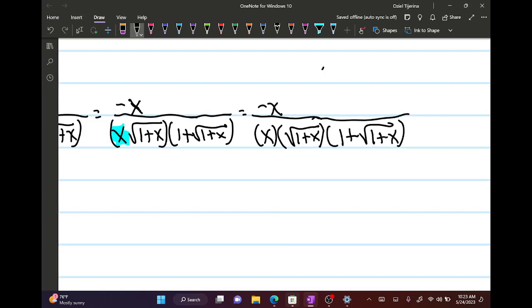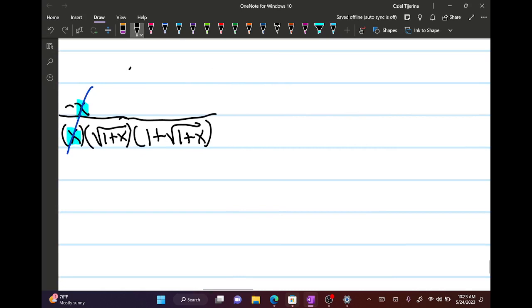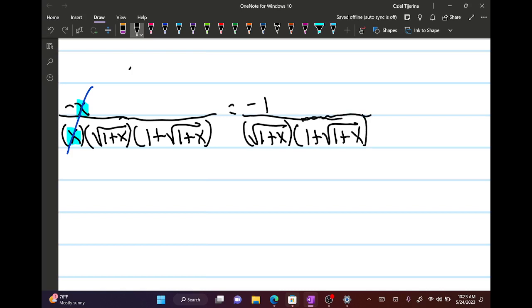Okay. And now obviously we know that these two things cancel out, so we're just going to do that. And we are left with negative 1 over the square root of 1 plus x times 1 plus the square root of 1 plus x. And now let's try to see if maybe now we can do direct substitution to find the limit, right?